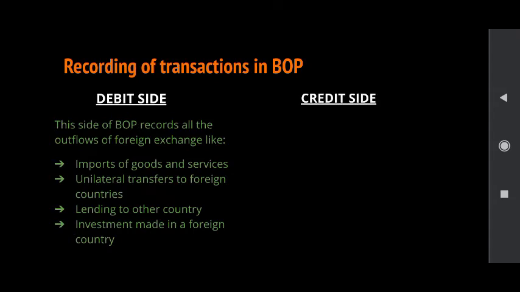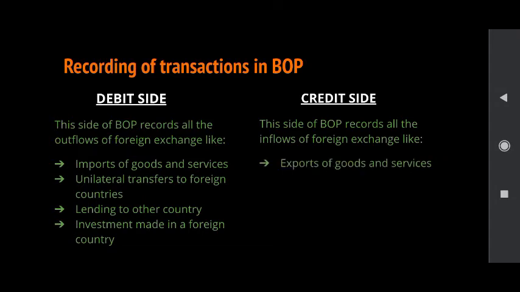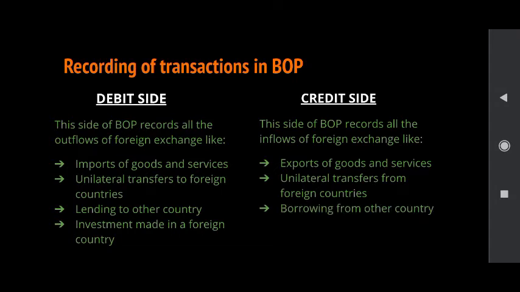On the contrary, the credit side in the BOP account records all the inflows. That means when you receive foreign exchange from foreign countries. The exports of goods and services are recorded on the credit side because it results in foreign exchange. That means you receive foreign payments. When you receive unilateral transfers in terms of donations or charity from abroad or the rest of the world, when you borrow from another country, or when an investment is being made by a foreign country in the domestic country, it results in inflows and therefore it is recorded on the credit side.